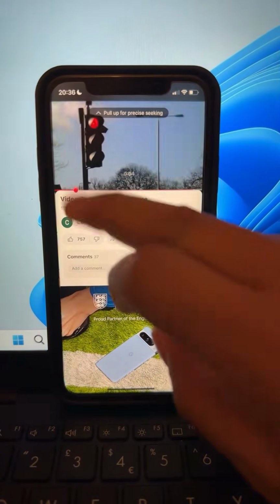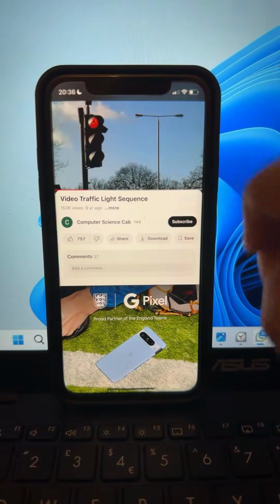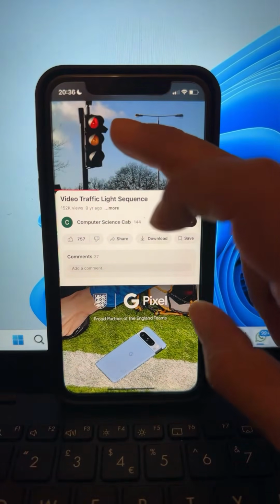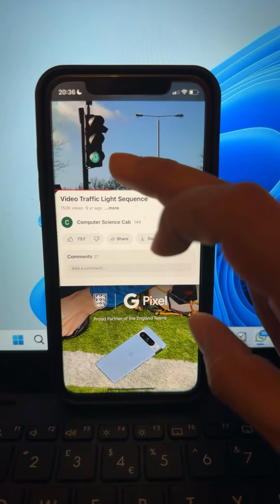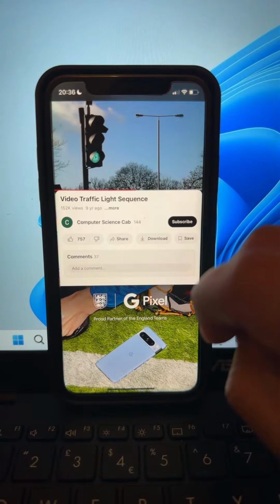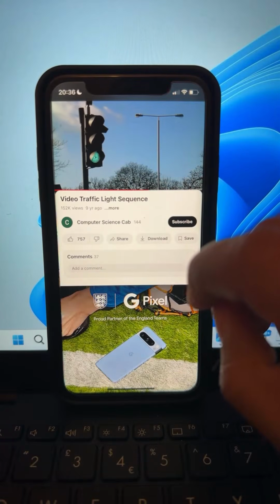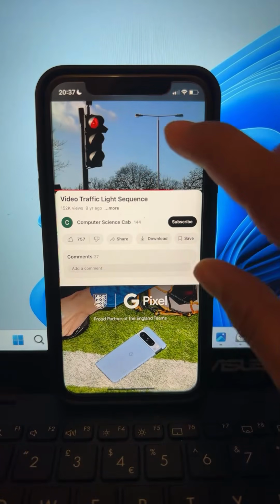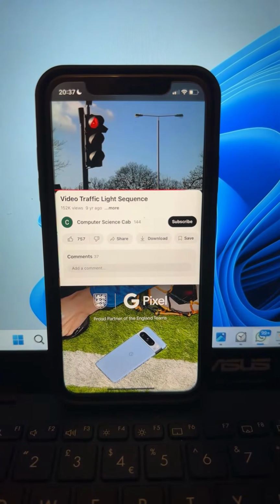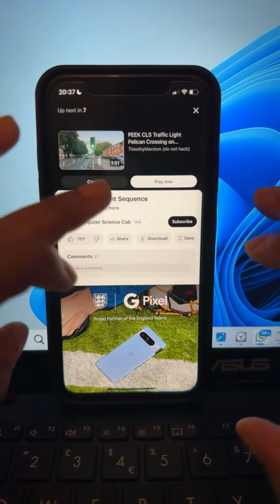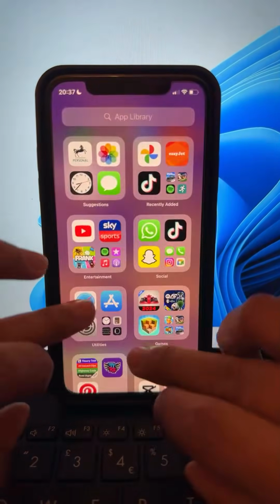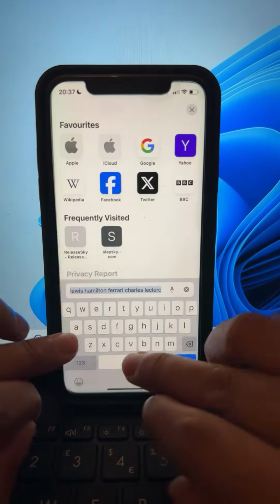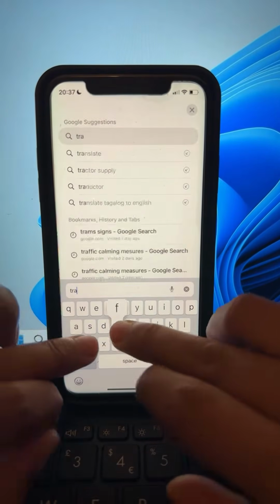Again, one more time. Red, red and amber, green, amber, then red. So the sequence is red, red and amber, green, amber, red. You need to memorize it. Now let's cover the meaning, okay? You're gonna cover what does red mean, what does red and amber mean, what you need to do.